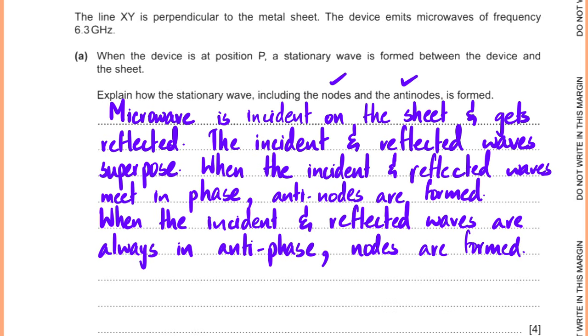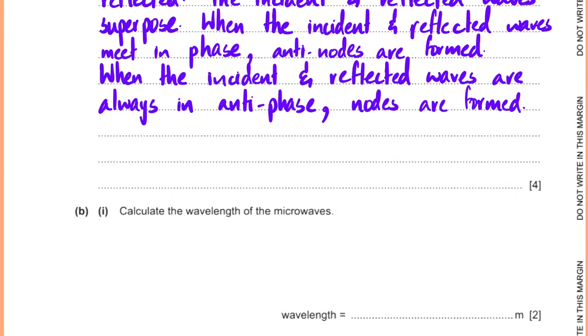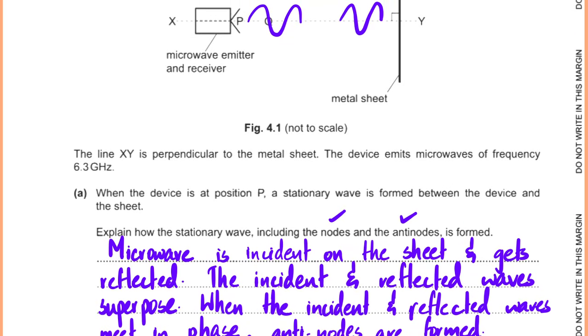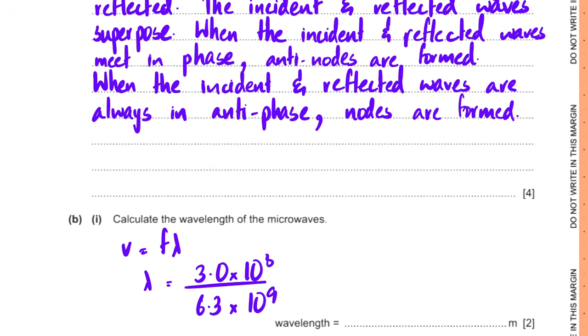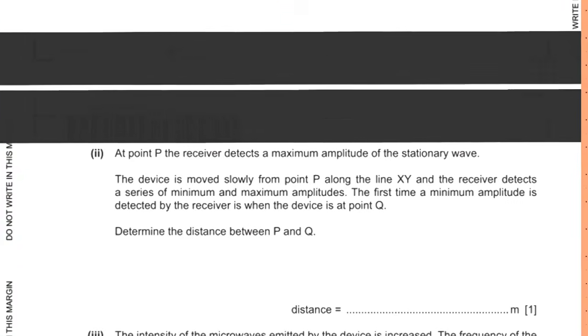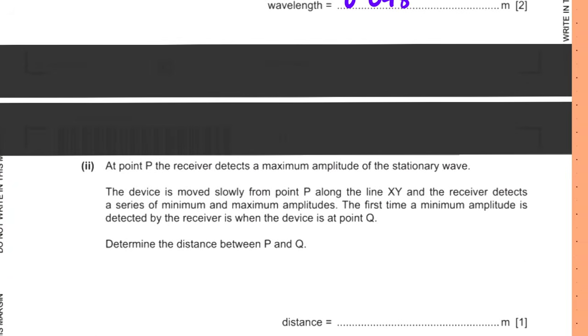All right. Calculate the wavelength of the microwave. So I have the frequency here, 6.3 gigahertz. So I need to find the wavelength, which is not very difficult. So v equals f lambda. Because this is a part of the EM spectrum, I know its speed is going to be the speed of light. And the frequency is 6.3 giga, which is 10 to the 9. So lambda turns out to be 0.048 meters.